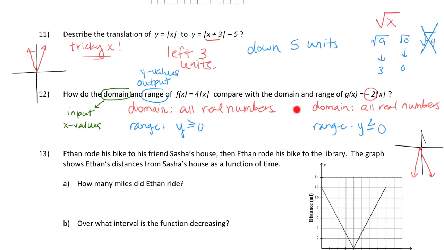Well, they have the same domain. With our f of x function, our range was greater than or equal to 0, and with the g of x function, our range had all the y's less than or equal to 0.